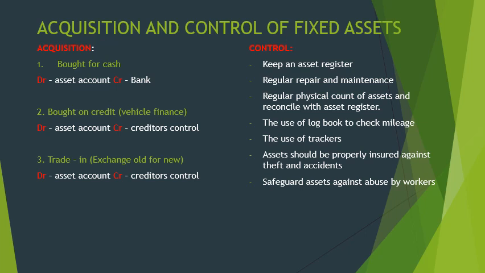Now, control of fixed assets. First one is to keep an asset register, regular repair and maintenance of assets, regular physical count of assets, and reconcile with the asset register. The use of a logbook to check mileage, the use of trackers. Assets should be properly insured against theft and accidents, and safeguarded against abuse by workers. You need to read through, but mostly this is a grade 11 topic.